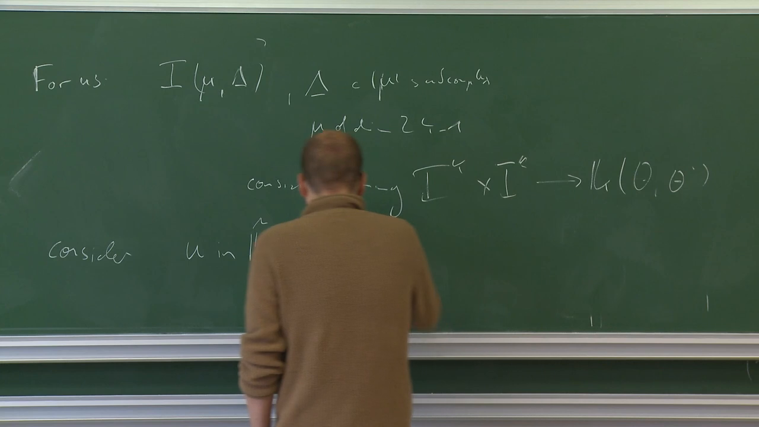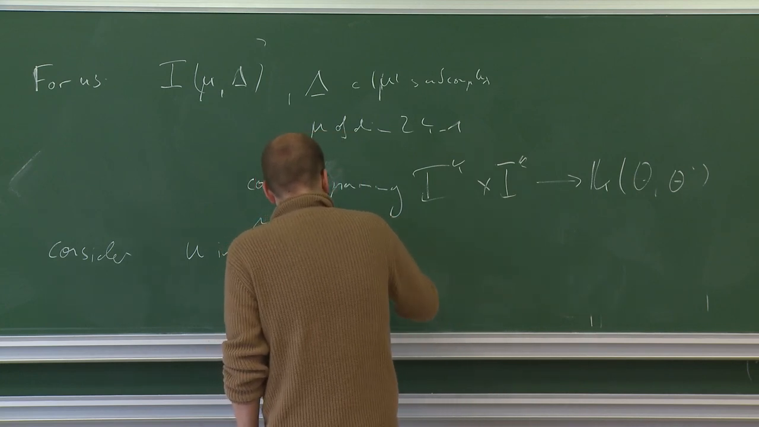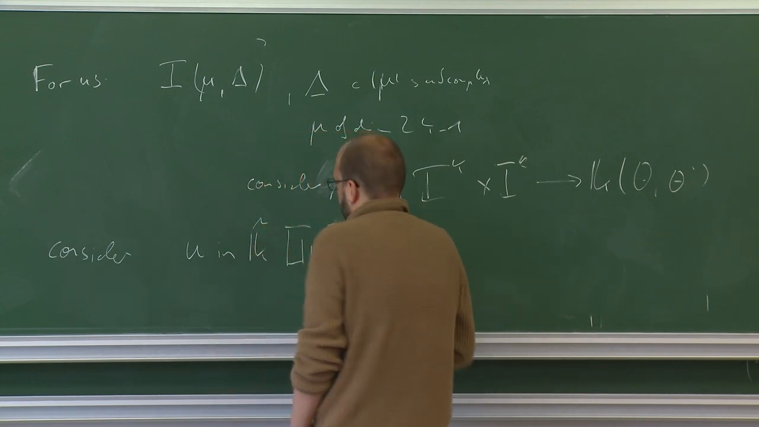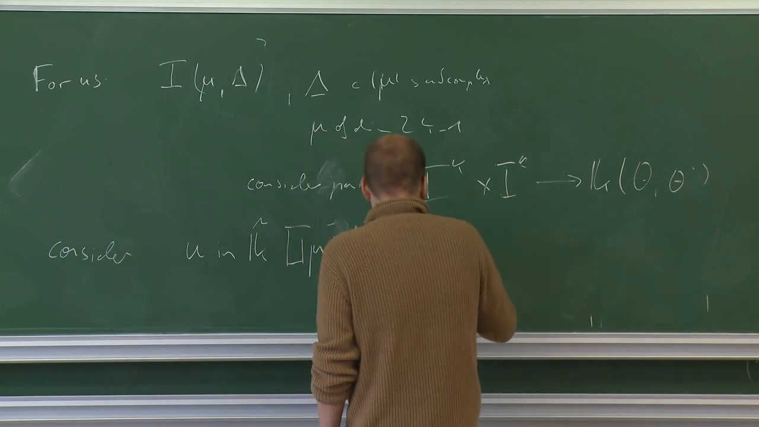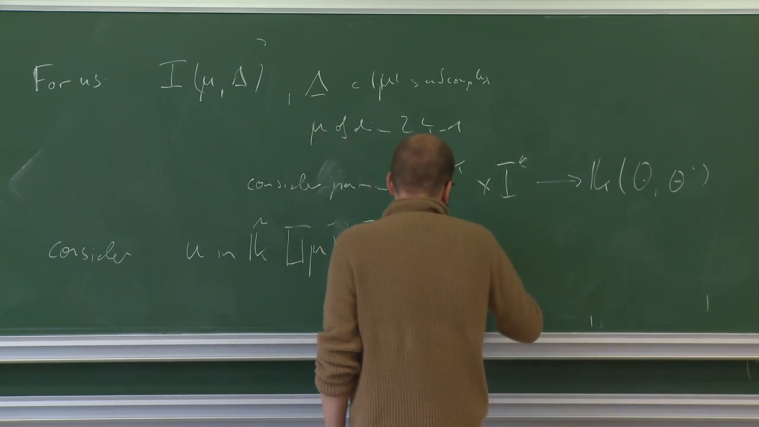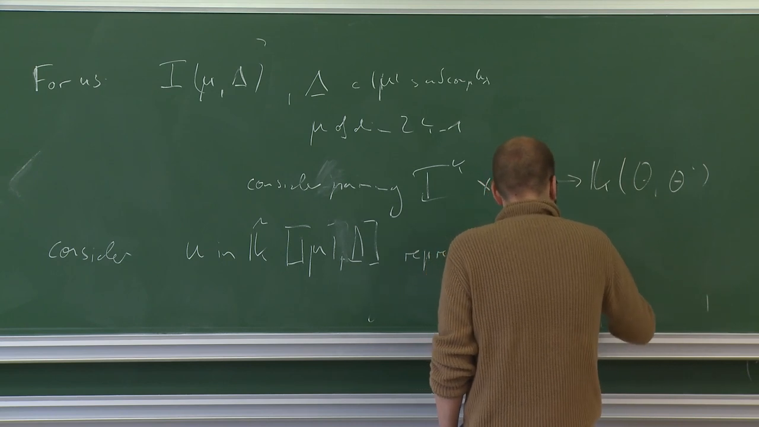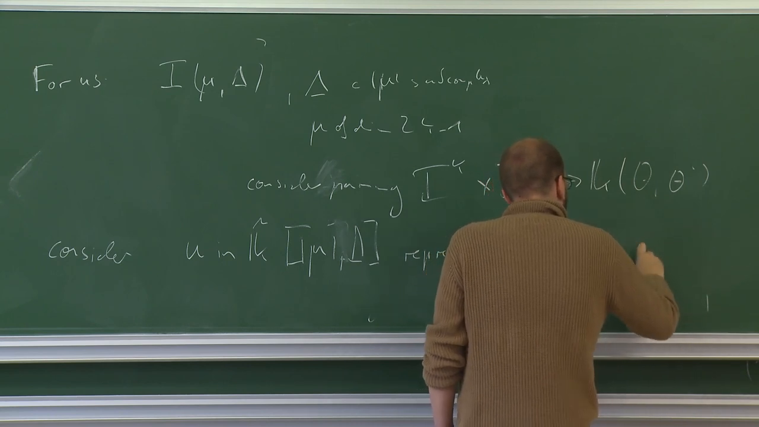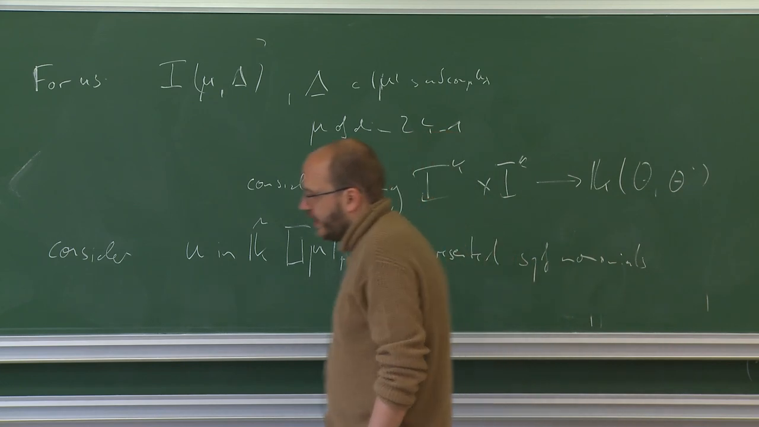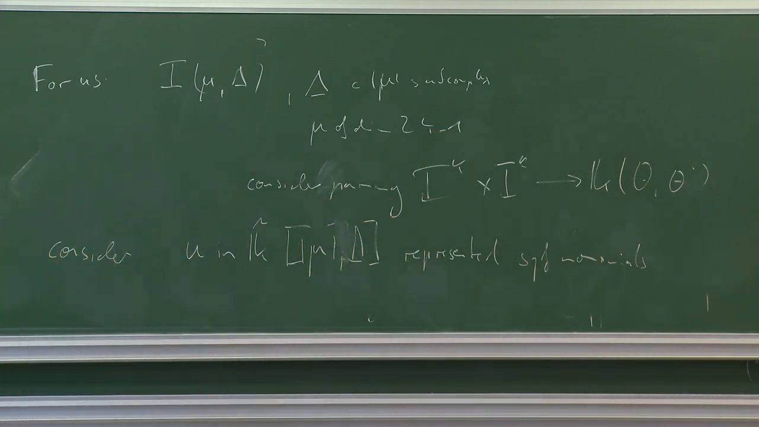Well, what do I want really? I want K tilde of μ relative to the complex Δ, all right? Represented, okay, so I can already start with saying that it's represented by square free monomials. And now I want to say that in B_μ, I can find another representative that is compatible. And how do I do that?